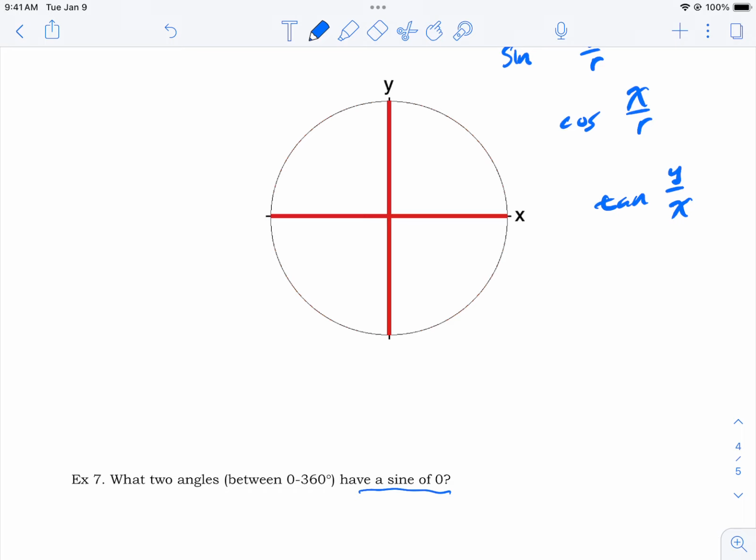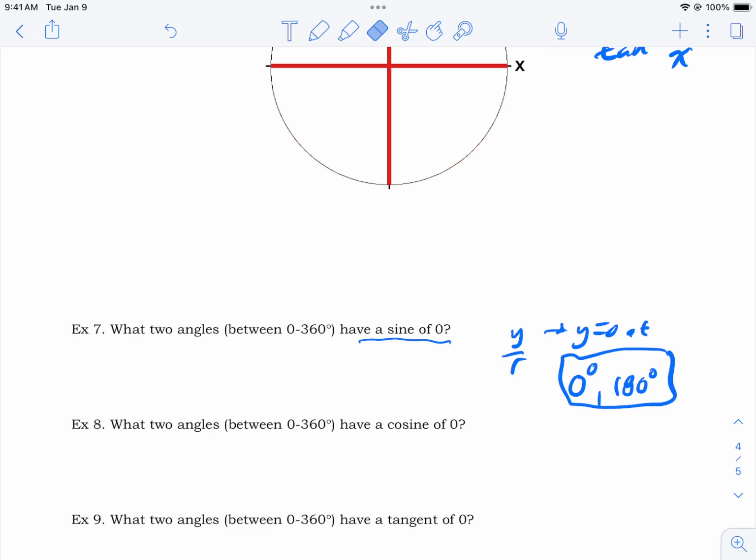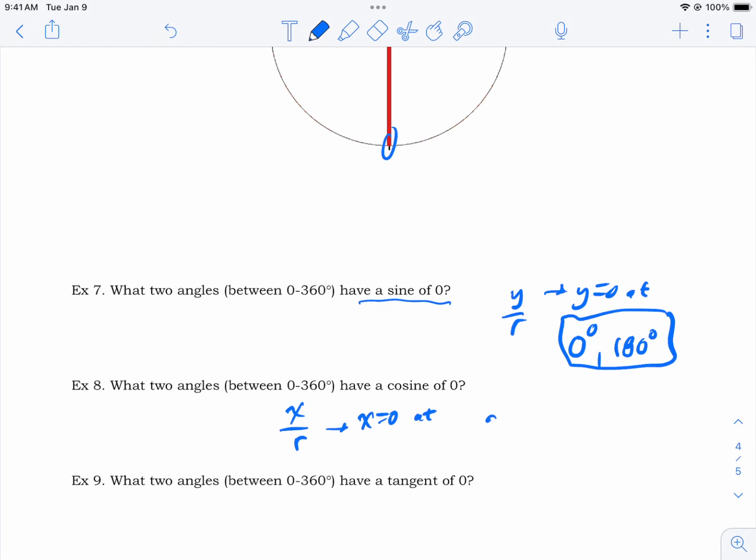What angles have a sine of 0? Well, sine is y over r, so you need y equals 0. Y is 0 at this angle and at this angle, right? So that would be 0 degrees, 180 degrees. So both 0 and 180 degrees have a sine of 0. Cool. Next, what two angles have a cosine of 0? Well, cosine is x over r, and so you're looking at x equals 0. And x equals 0 here and here. So that would be 90 and 270 degrees. You can tell just by looking, where does x equal 0? Where does y equal 0?